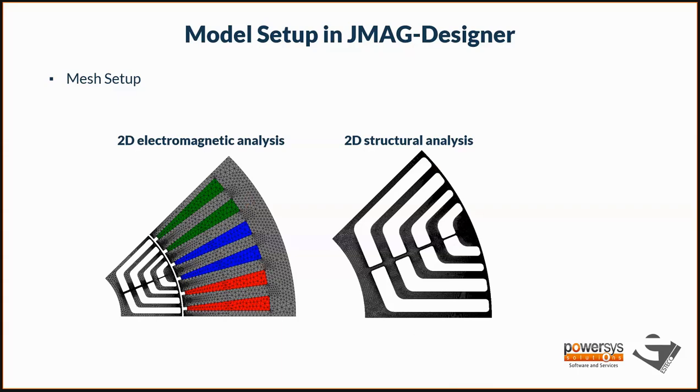I follow a similar process on the structural analysis, but here we only need the rotor because the centrifugal forces are acting on the bridges, and that's the key aspect we want to consider in optimization. And since there's only rotor, I went and created much more refined mesh on this one.